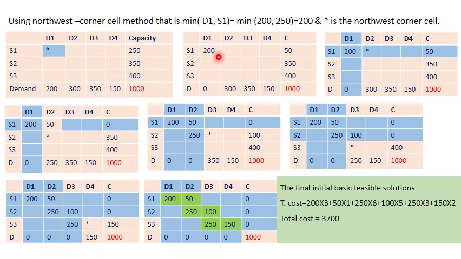In order to maintain the corresponding row value and the corresponding column value, we subtract 200 from 250, so the result becomes 50. And from 200, we subtract 200, and it becomes 0.